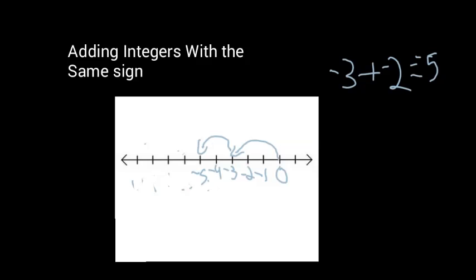So adding integers with the same sign, you're just going to add them up and then keep whatever sign they originally had. So if the numbers were both originally positive, they're going to stay positive, and if they're both originally negative, the answer is going to stay negative. Let me show you one more example.